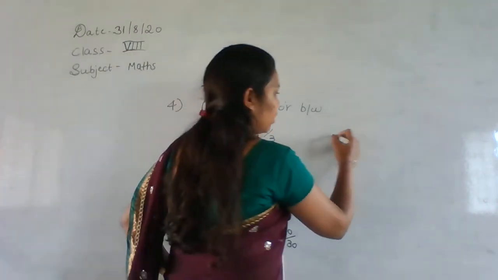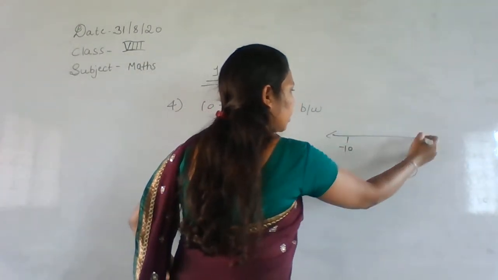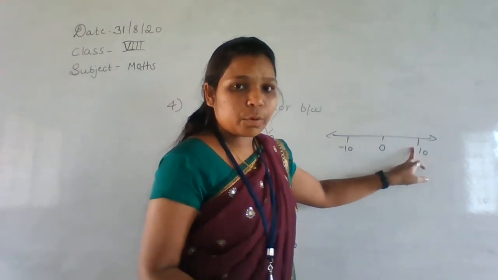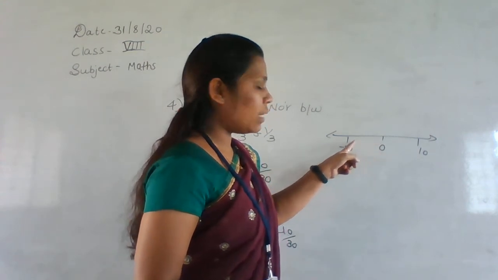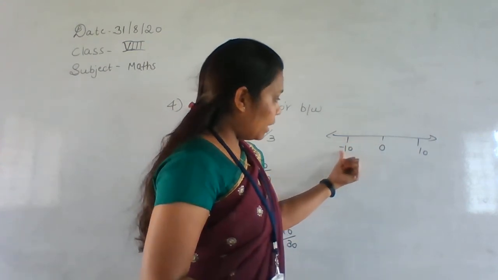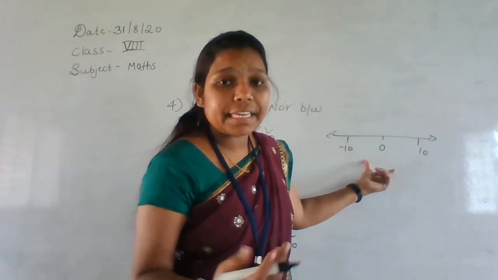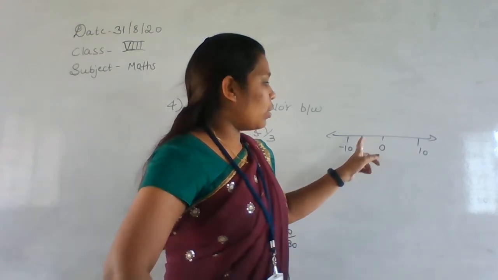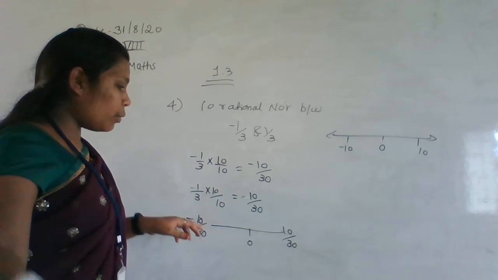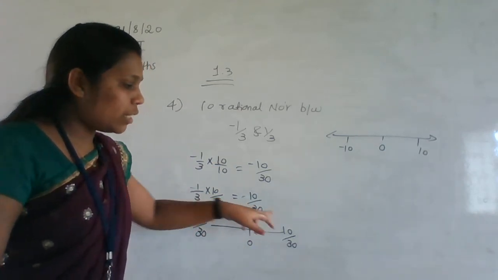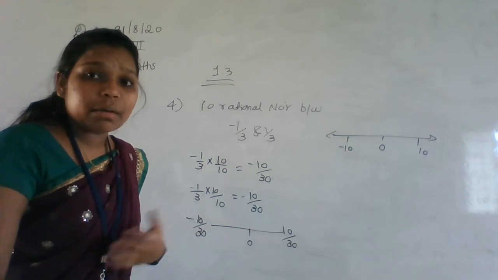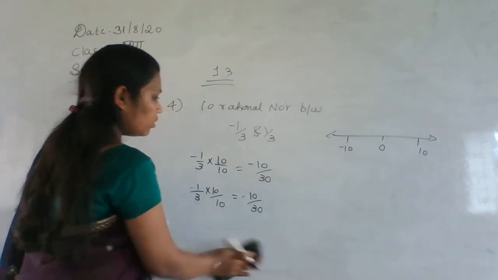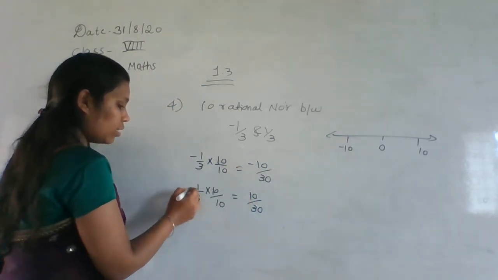On the number line, see here, this is our number line. Here minus 10, here 10, and in between 0. Here 1, 2, 3, 4 like that up to 10, and here also minus 1, minus 2, minus 3, minus 4 like that up to minus 10. So in between minus 10 to 10, there are many numbers. So you can write more than 10 rational numbers here. So write 10 rational numbers. You have to observe the numerator value first. Minus 10 to 10, there are many numbers, and you can write many rational numbers here. So write that one after this. Okay.